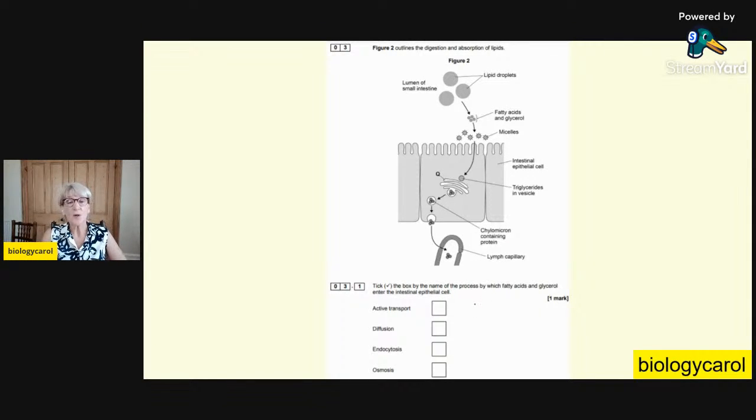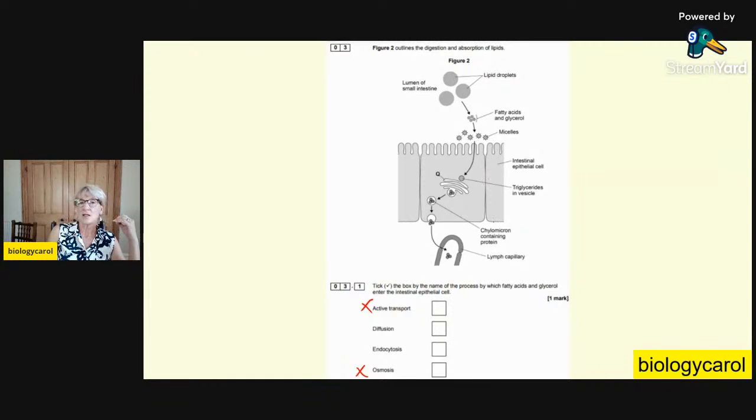First question, tick the box by the name of the process by which fatty acids and glycerol enter the intestinal epithelial cell. Well, there is going to be a higher concentration in the lumen where the lipids are being digested than there is in the epithelial cell. So it is definitely not active transport. It is also not osmosis, because osmosis only deals with the movement of water. We're now down to diffusion and endocytosis. Yes, endocytosis. Sorry, it's covered up on my screen.